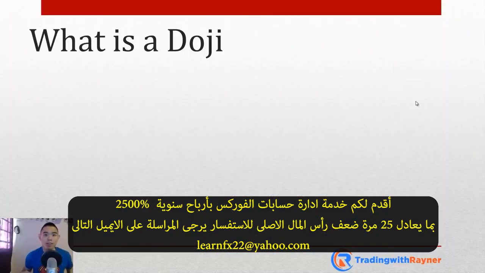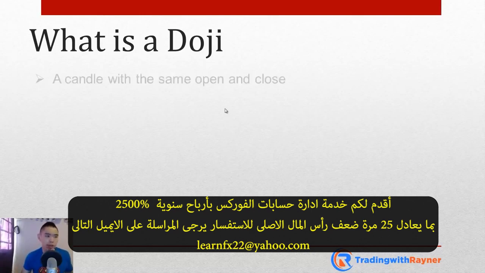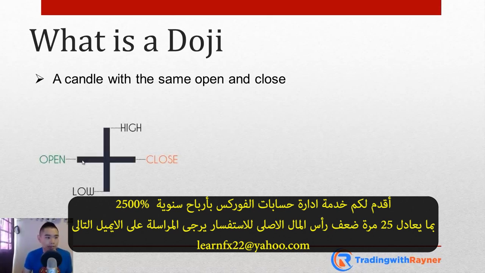So what is a doji candlestick pattern? To put it simply, a doji candlestick pattern is when the candle has the same open and closing price. So it looks something like this. You can see that the open and the close are at the same level. This is why you see a straight line on the chart. And then this is the high and the low.